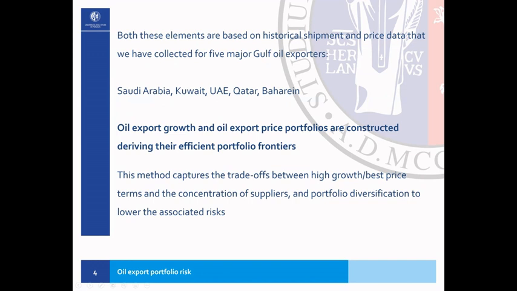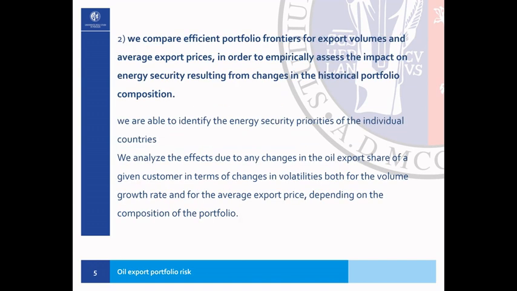So what we are saying essentially is this: Saudi Arabia, Kuwait, UAE, Qatar, and Bahrain have a portfolio of customers through time, and we constructed the efficient portfolio frontier according to the typical Markowitz type of frontier analysis. I will show you the picture in a moment. Then we use this data to see if there is anything we can understand by simulating some what-if scenarios that I will show you in a moment.